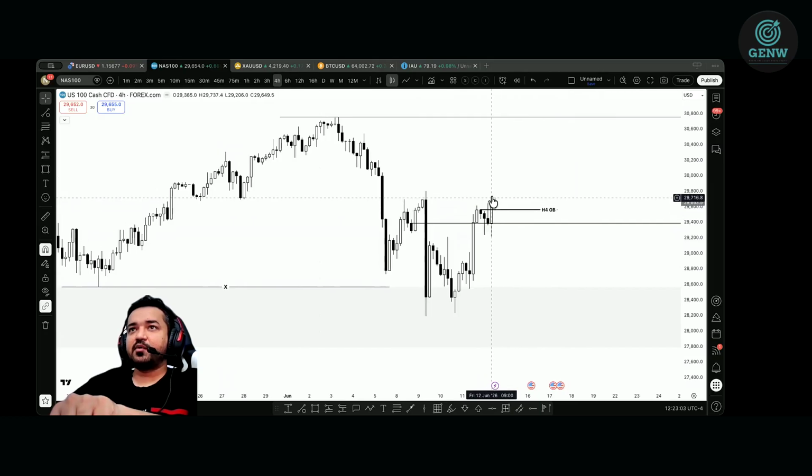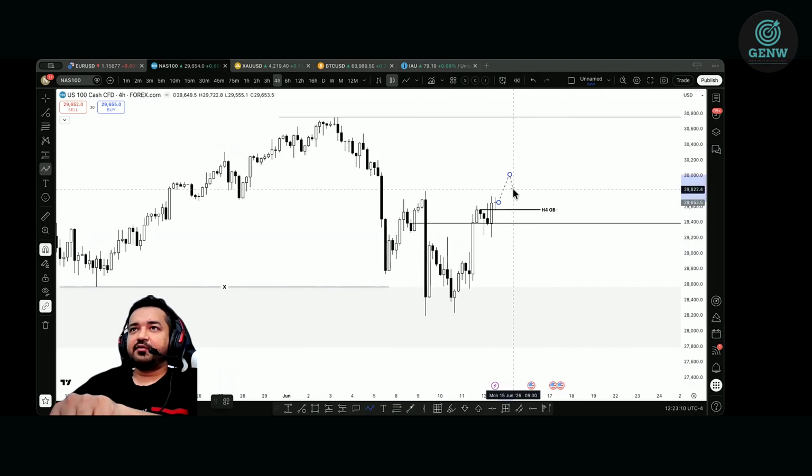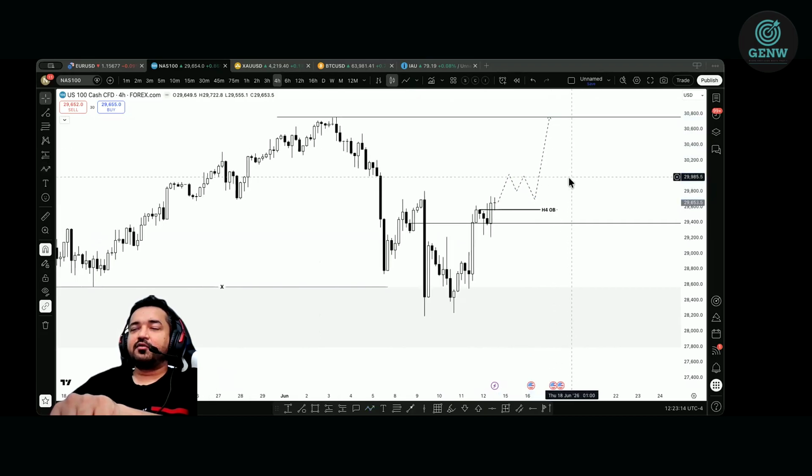This has been tested, however. So either price gives us a new fair value gap in the coming week where we can see price retracing back, and then we can hunt for further higher prices.